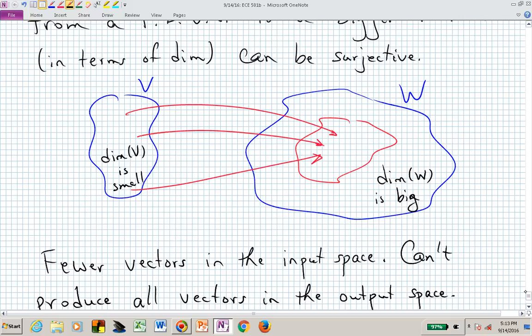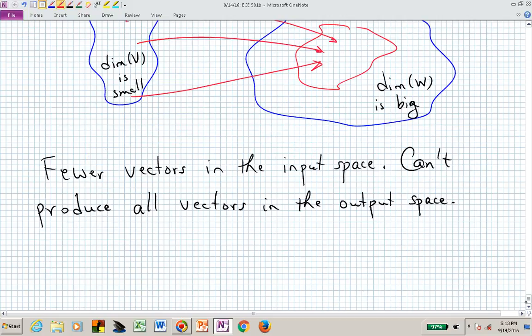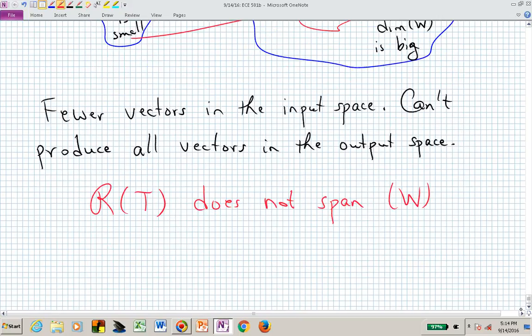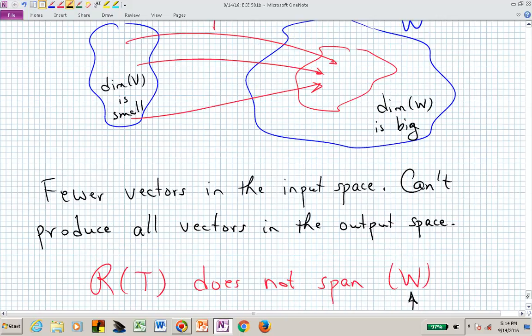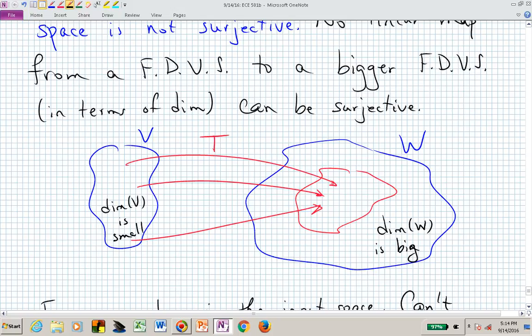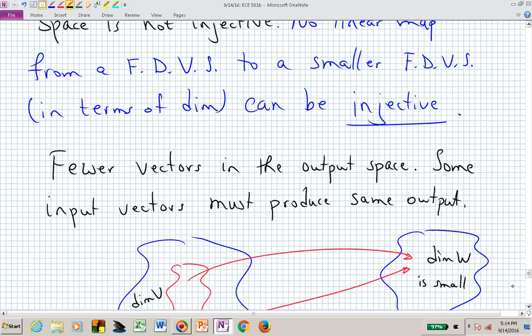Or, if this was our linear map T, what we're saying is that the range of T does not span our output vector space, capital W. And that's what I'm trying to illustrate by this smaller cloud or subspace within the larger space W. And that's going from small to big, can't be surjective. From big to little, can't be injective.